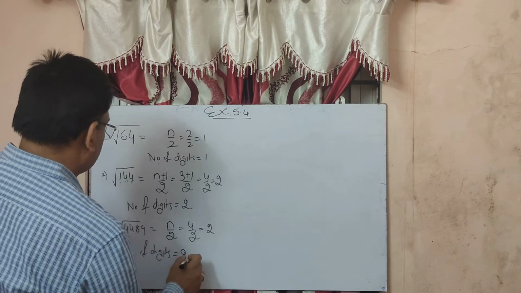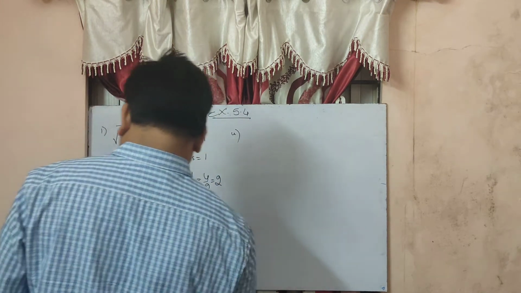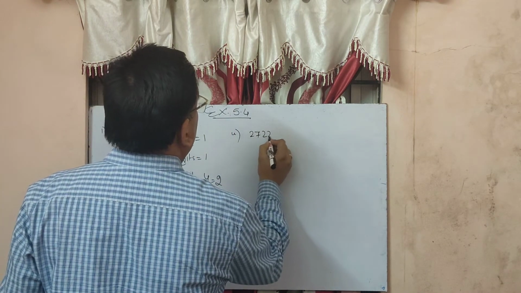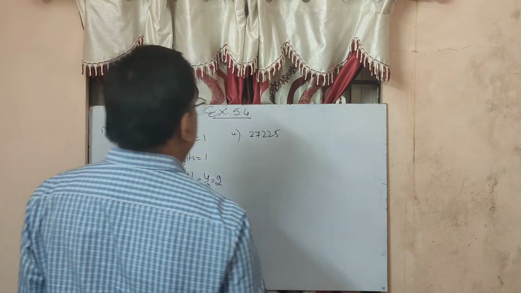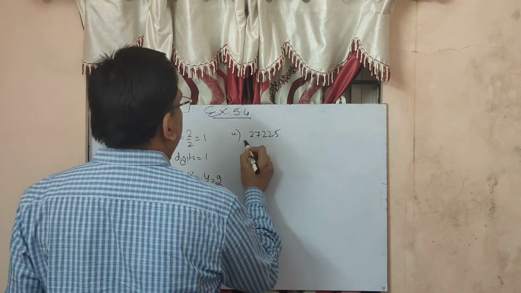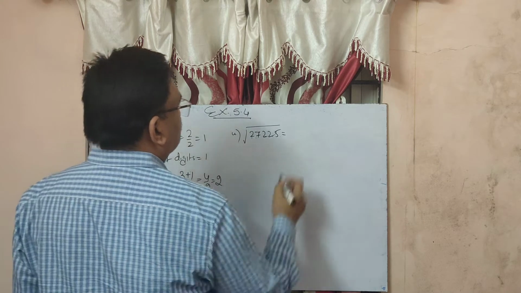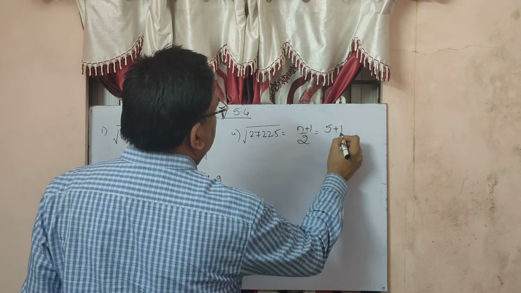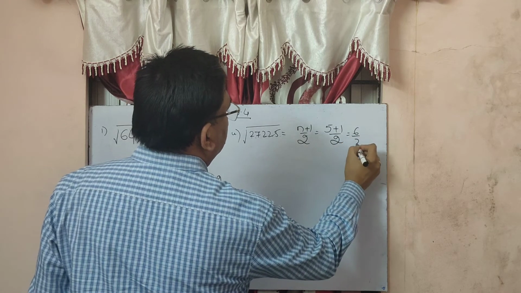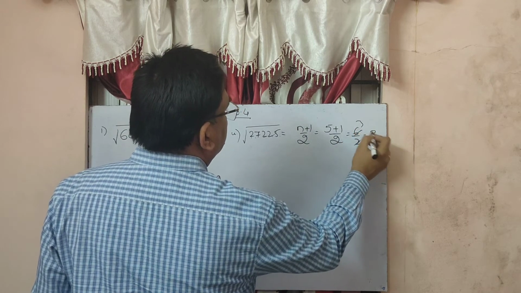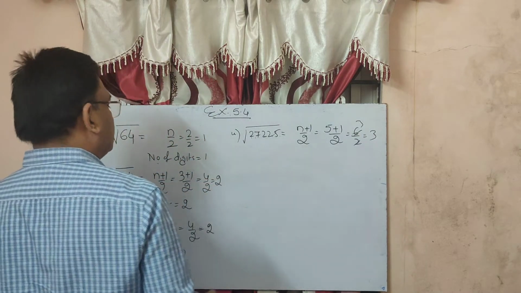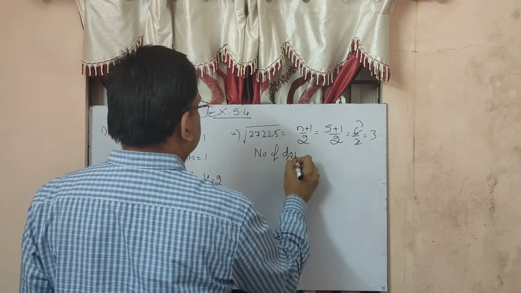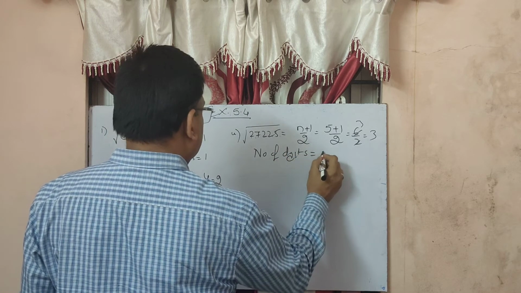Therefore, number of digits is equal to 2. Now the fourth one, 27225. So 1, 2, 3, 4, 5. So that is an odd number of digits. This is n plus 1 upon 2. n is how much? 5. 5 plus 1 upon 2, that is 6 upon 2, that is 3. Therefore, you write number of digits is equal to 3.